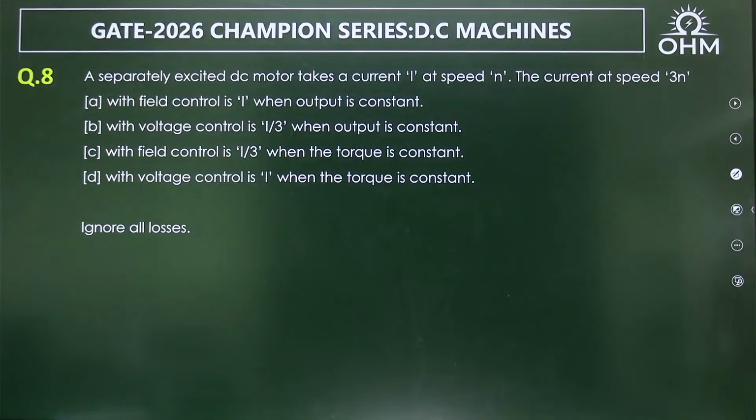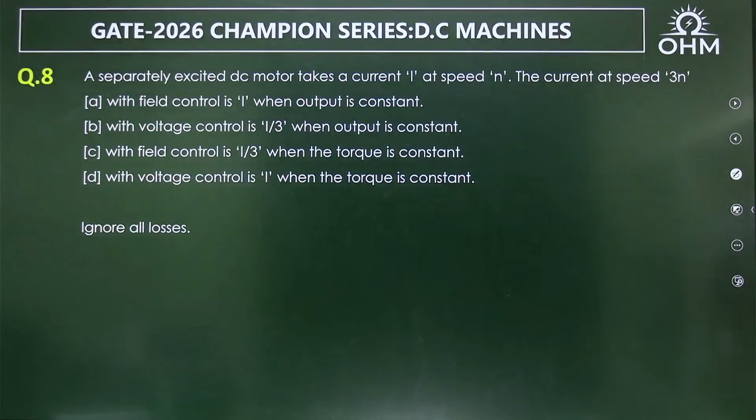Anyway, read the problem. A separately excited DC motor takes a current of I at speed n. What is the current at speed 3n using field control when output is constant, with voltage control when output is constant, with field control when torque is constant, with voltage control when torque is constant?